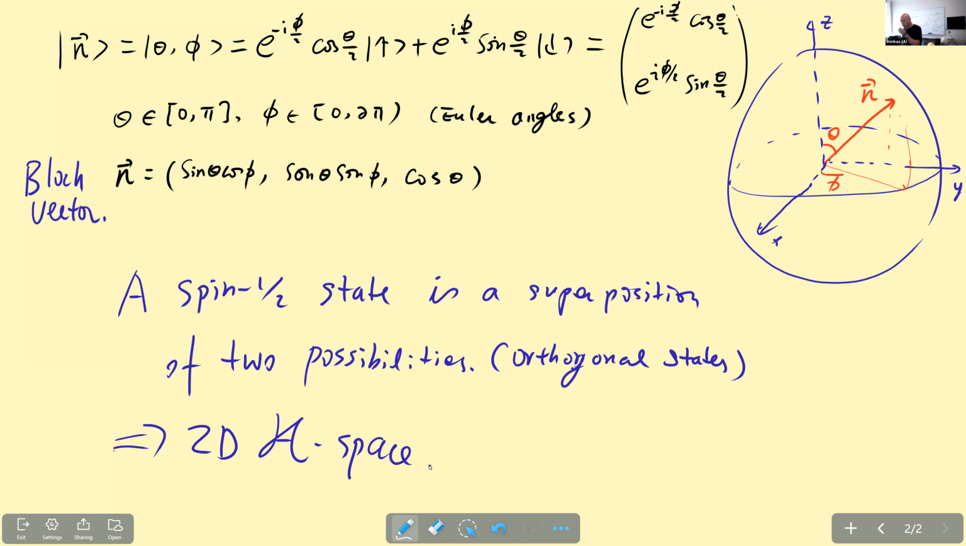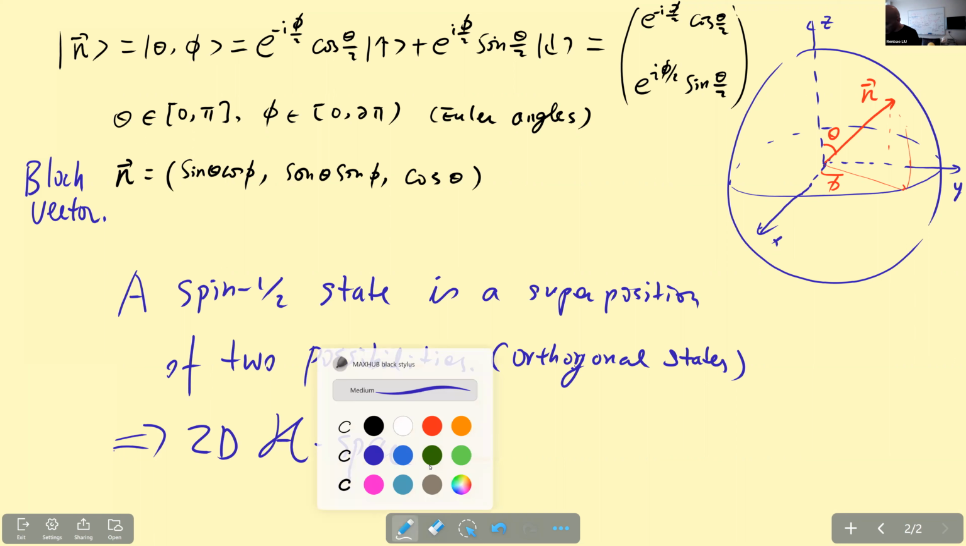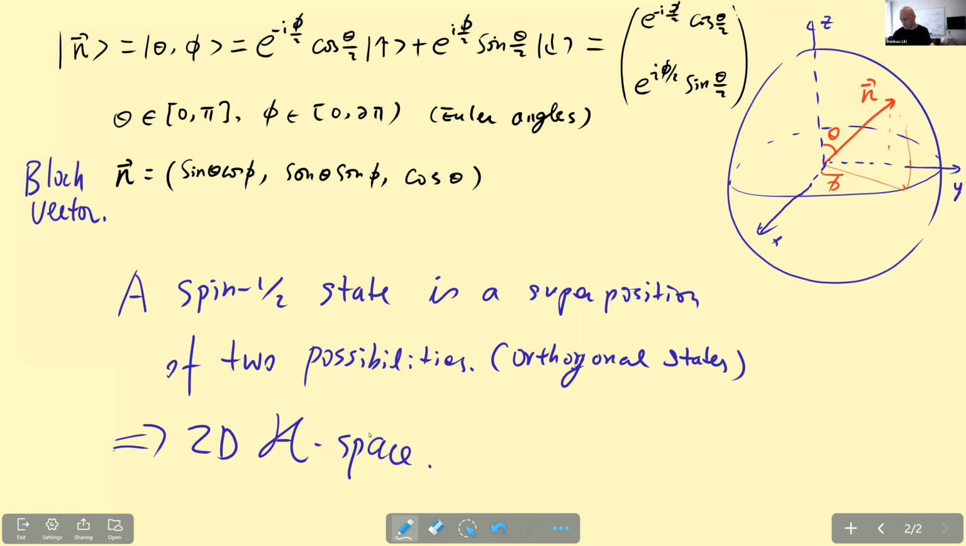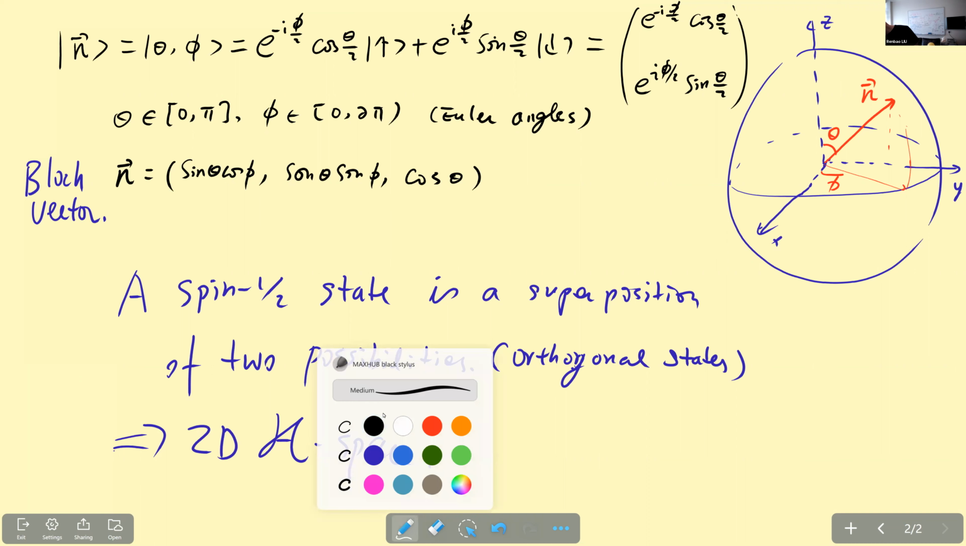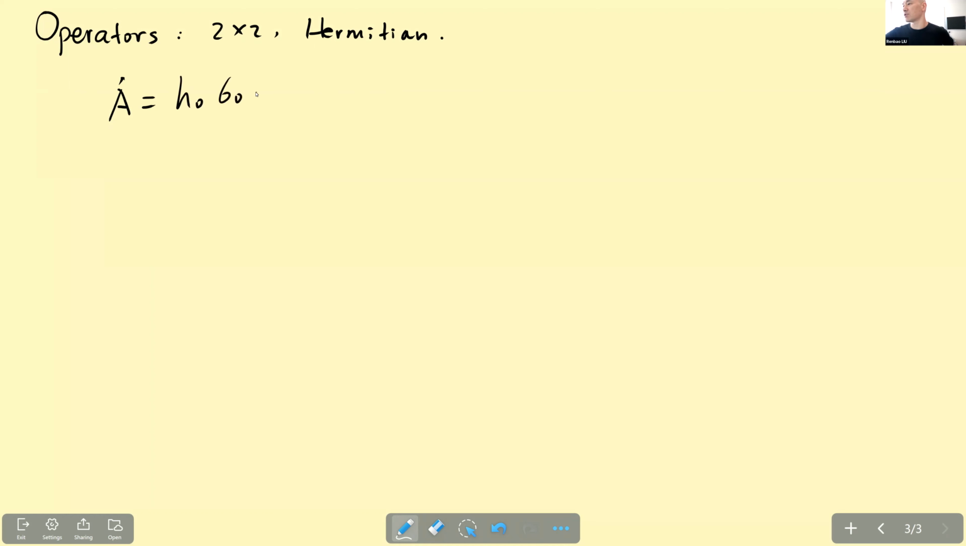That's the state, and then for the operator, it should be 2 times 2, which is Hermitian. So any operator must be written as H0 sigma 0 plus Hx sigma x plus Hy sigma y plus Hz sigma z.